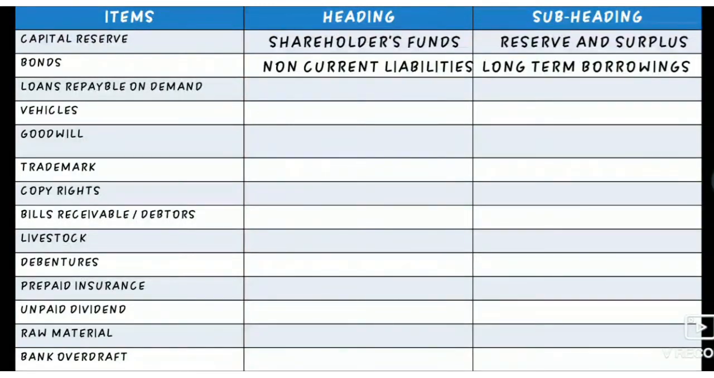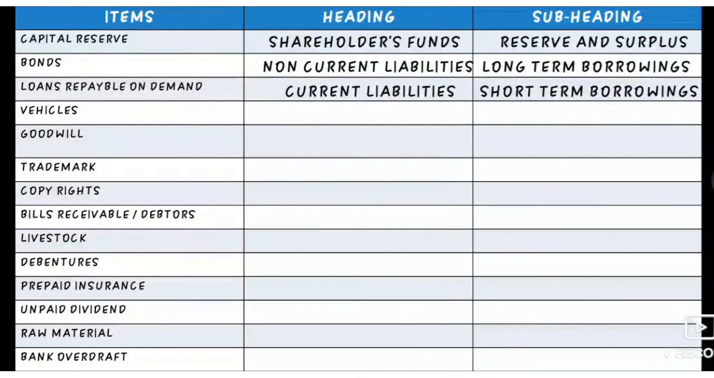Loan payable on demand. Loan payable on demand means you will pay whenever they ask. Your borrowers can ask anytime, and you have to pay the loan amount back to them. So it can be paid within 1 year. If it is going to be paid within 1 year, the heading will be current liability, and the subheading will be short-term borrowings.